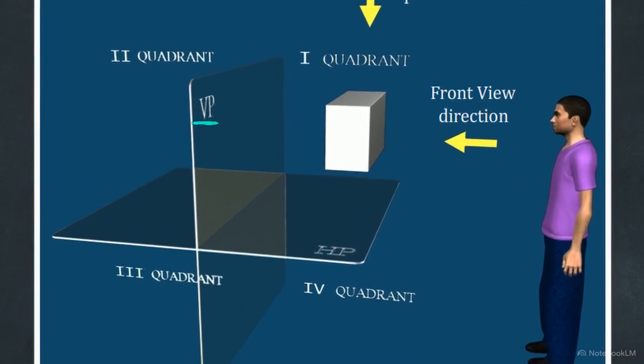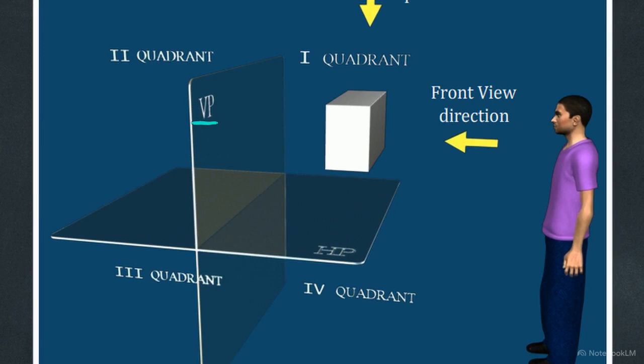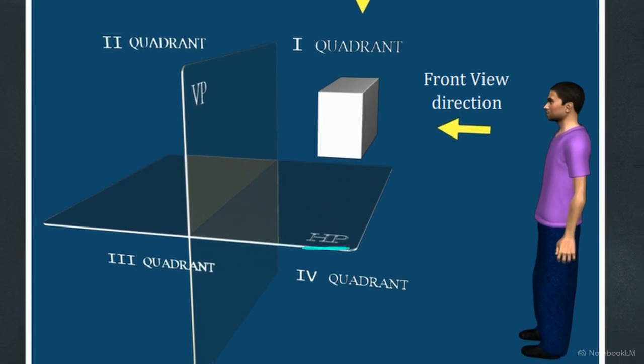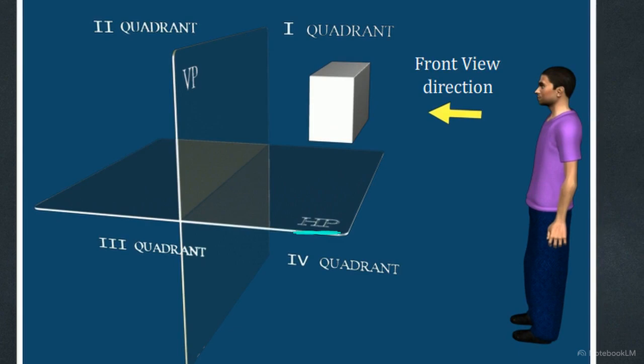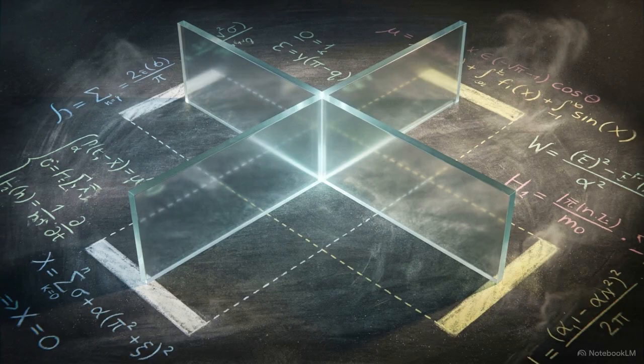We keep the wall to catch the front profile, the vertical plane, or VP, and we add a floor beneath it to catch the shadow from above, the horizontal plane, or HP. Because these two planes are infinitely long, they intersect and slice space into 4 distinct zones. We call these the 4 quadrants.